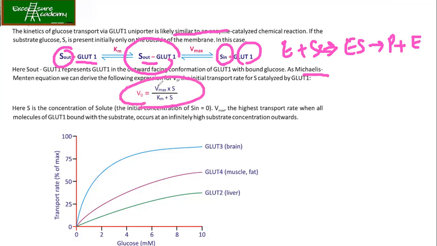Now, there are different types of GLUT we talked about. You can see that the Vmax, or the maximum velocity at which the transportation will be high, is going to be different for each GLUT. It is different for liver, it is different for muscle and fat, it is different for brain also. You can see over here how it is different. So even if you give the same concentration of glucose, the rate at which these transporters transport is going to vary.